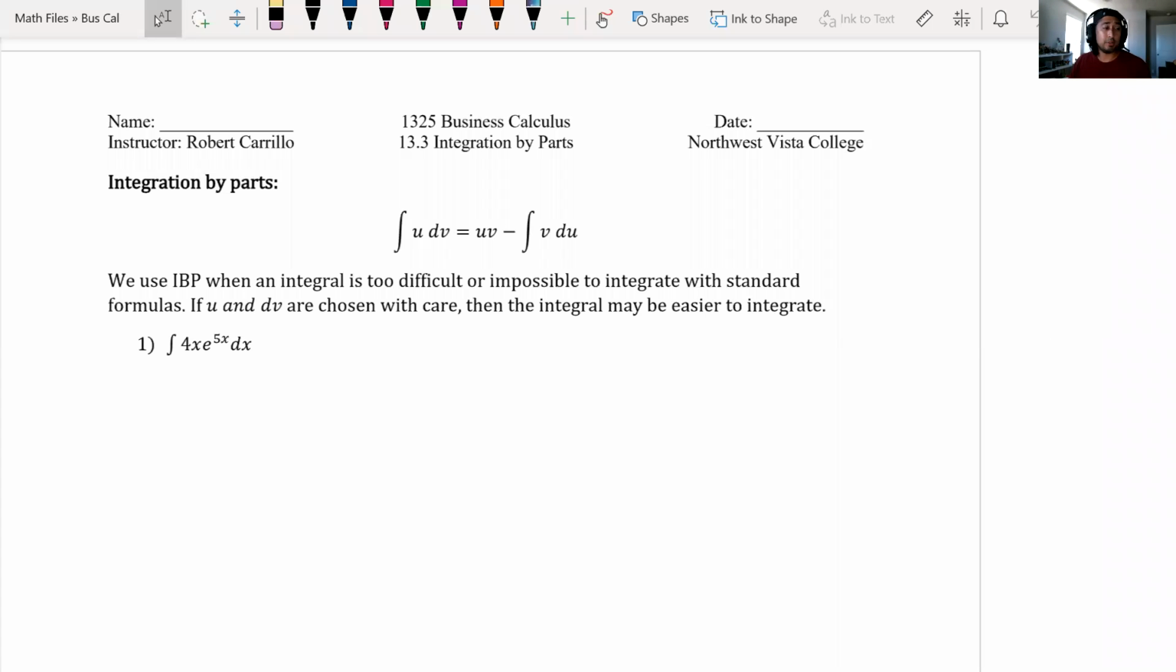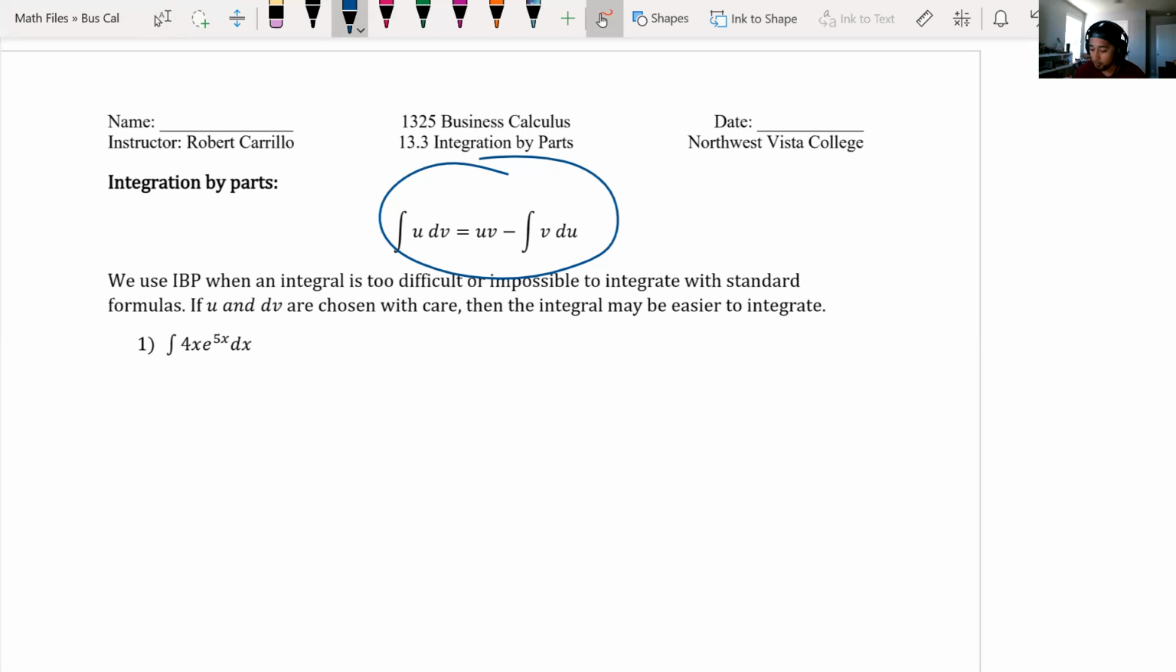Okay, so we have integration by parts today. When an integral is too difficult or impossible to integrate with standard formulas, we use something called integration by parts. And if we choose u and dv carefully, then we will make the integral easier to integrate. So here is the formula for integration by parts. It's the integral of u dv, and it will equal u times v minus the integral of v du.